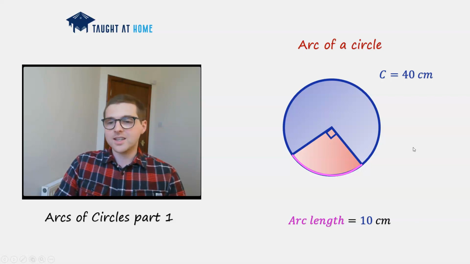So what we're saying there is, for a total circumference of 40 centimeters with an angle of 90 degrees there, what is this arc length? And it would be 10 centimeters. Alright.